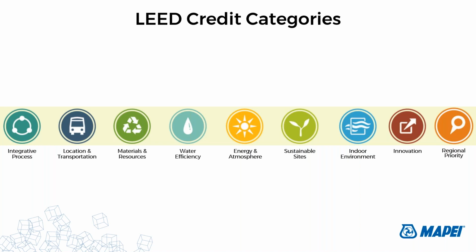The integrative process category encourages cross-discipline collaboration. The location and transportation category covers the access to a variety of transportation and/or credit for constrained sites. Materials and resources requires using sustainable materials and reducing waste. Water efficiency covers smart water and reuse of water where applicable. Energy and atmosphere is for the energy performance of a building.